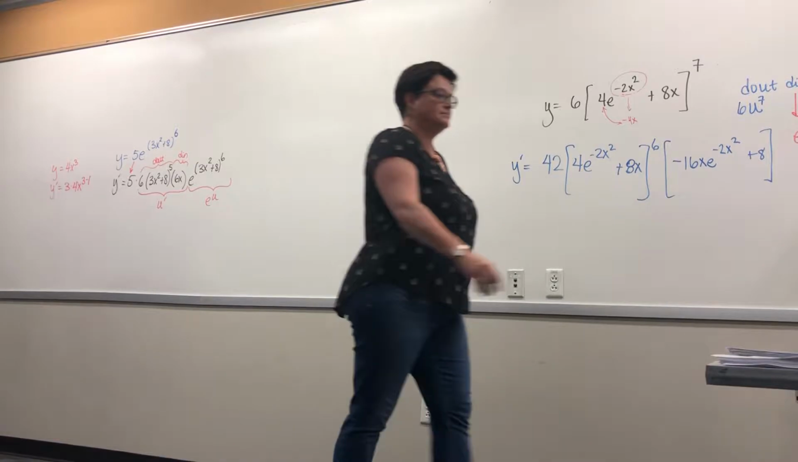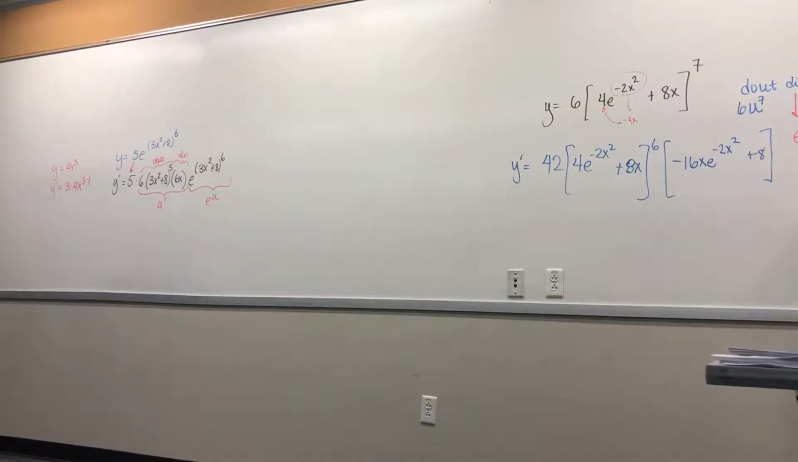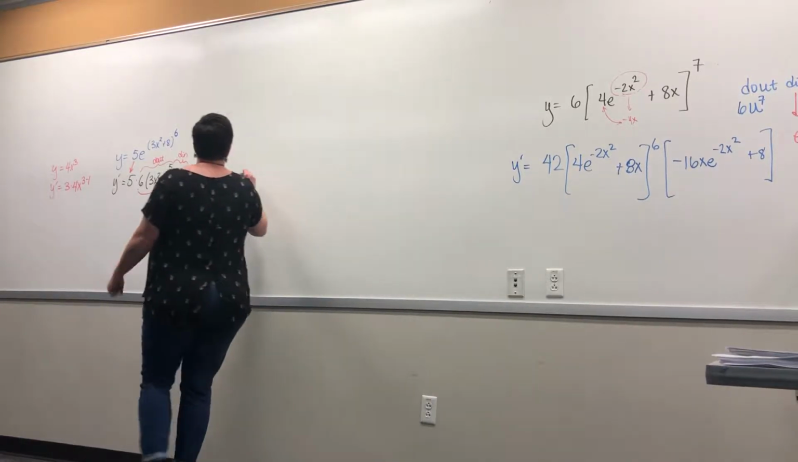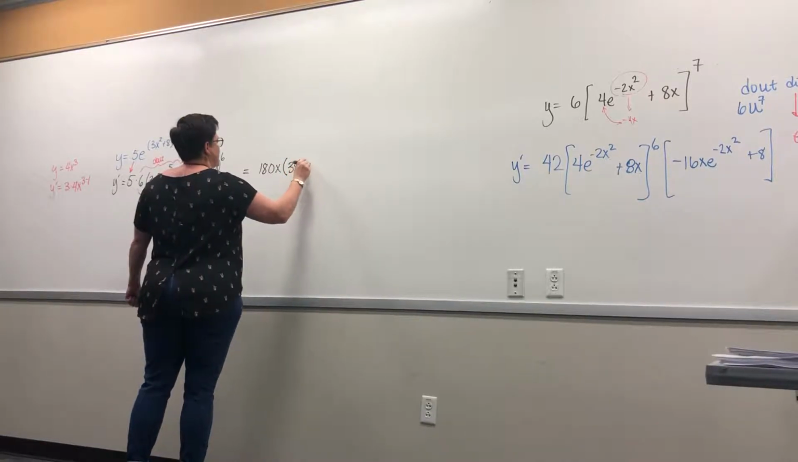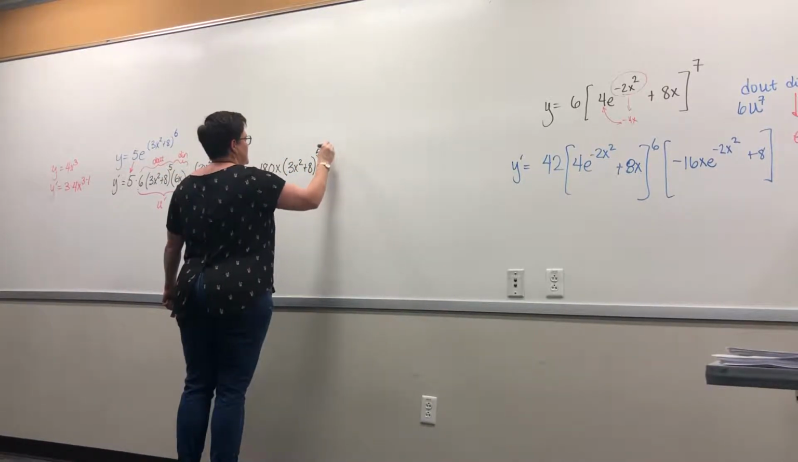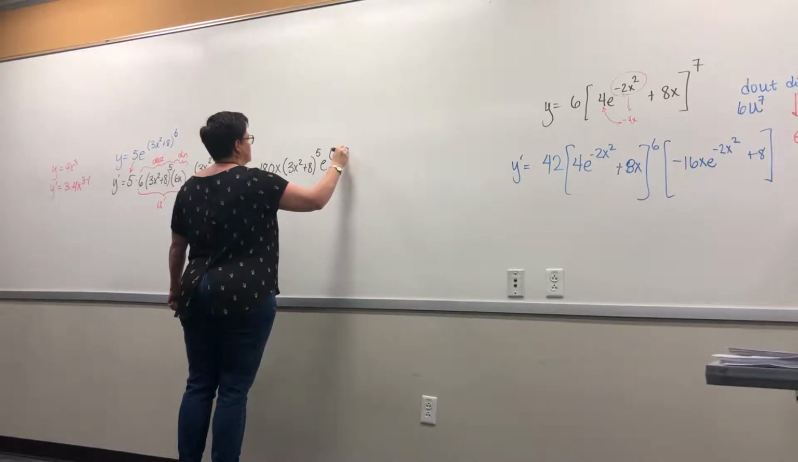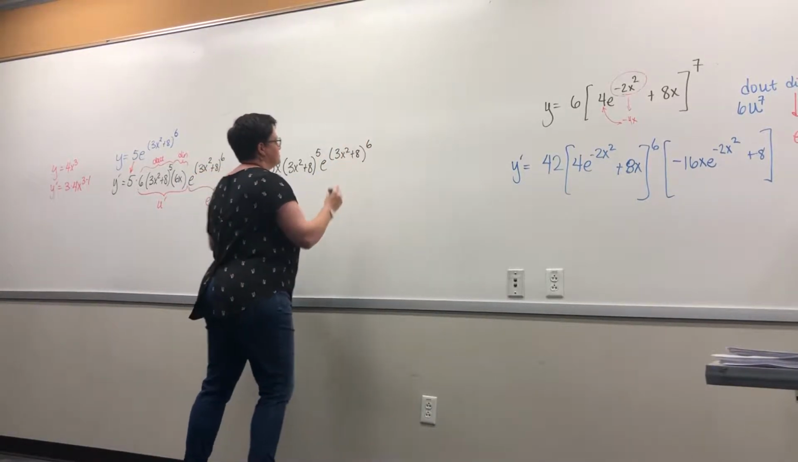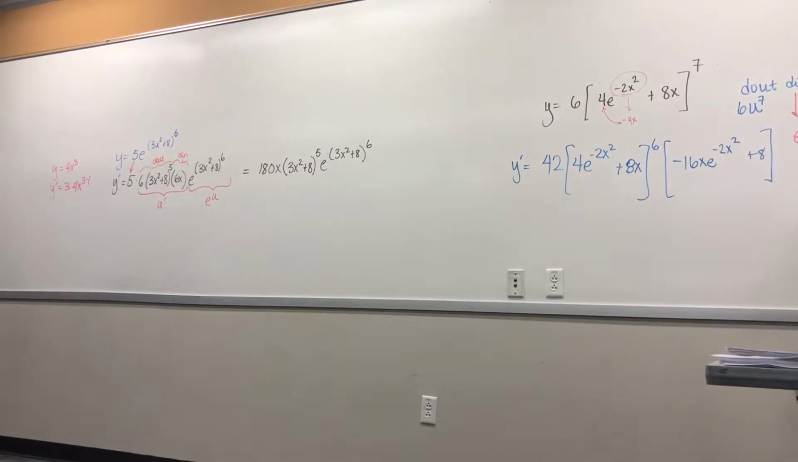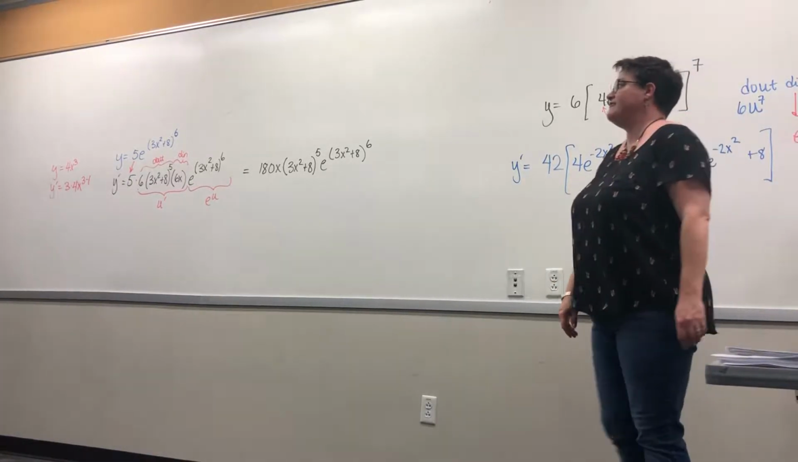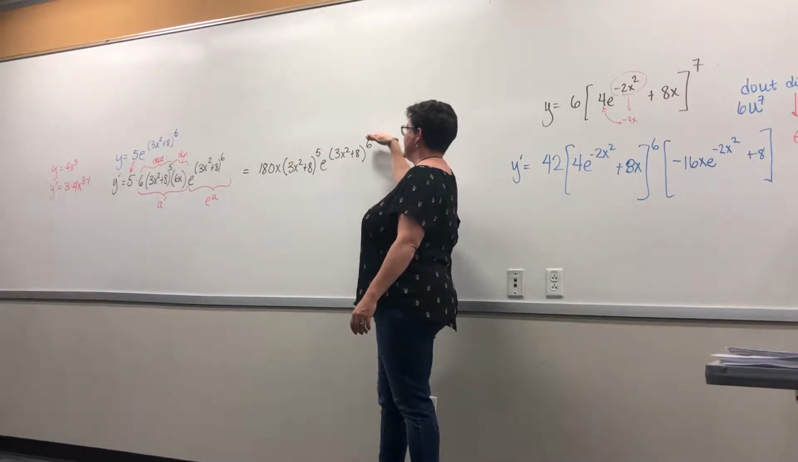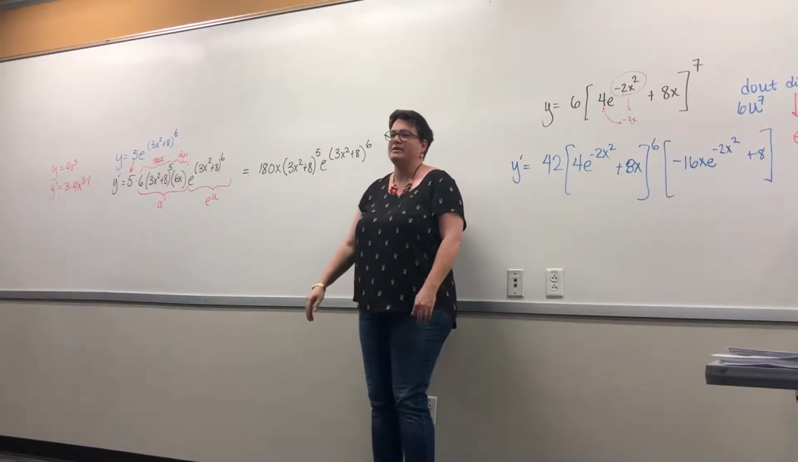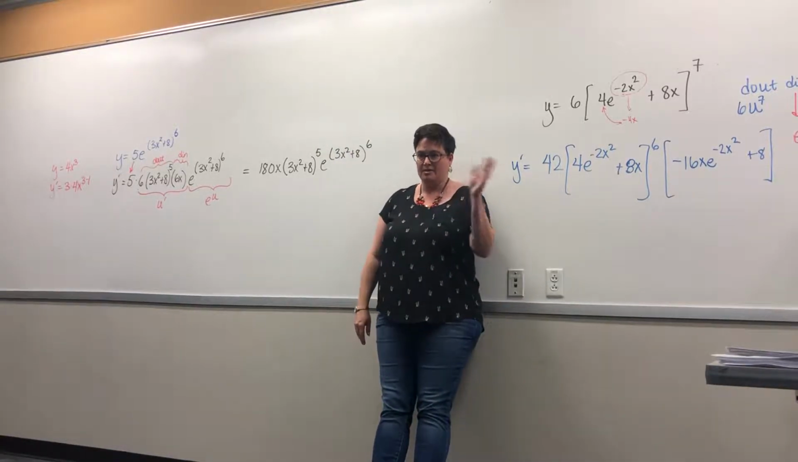So let me rewrite this. It equals 180x times the quantity 3x squared plus 8 to the 5th, times e to the 3x squared plus 8 to the 6th power. And once again, I'm being very cautious, you guys. Base level, exponent level, exponent of exponent level. Do you see how I'm being very careful about writing this?